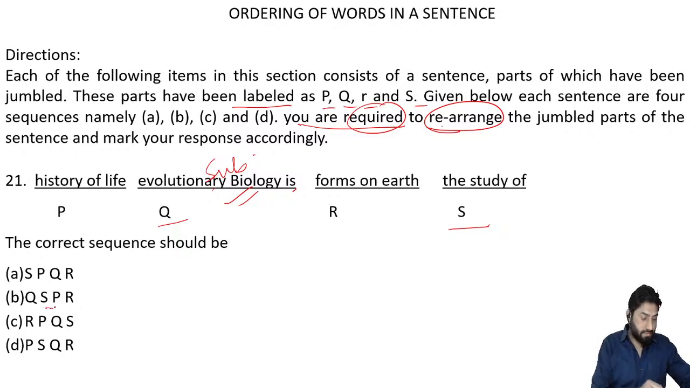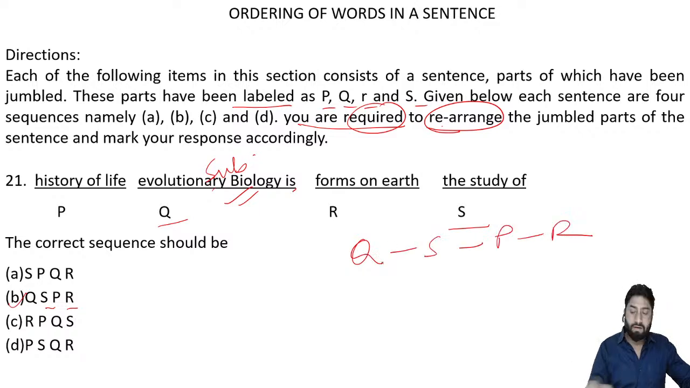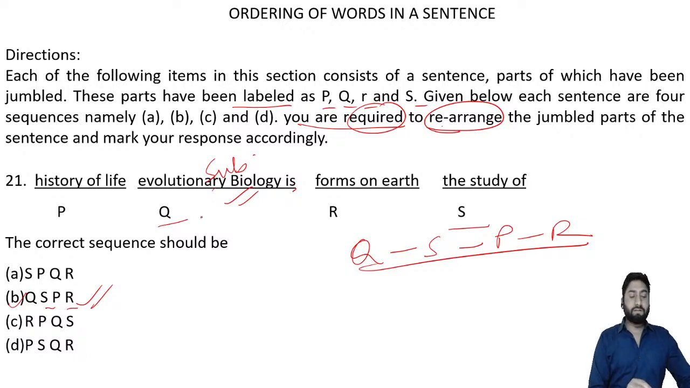Q and S, P, history of life forms on earth. Anyway, B is the answer, right? Q goes with S and then P and R. That's the answer. See, this is the subject. So evolutionary biology is the study of history of life forms on earth.